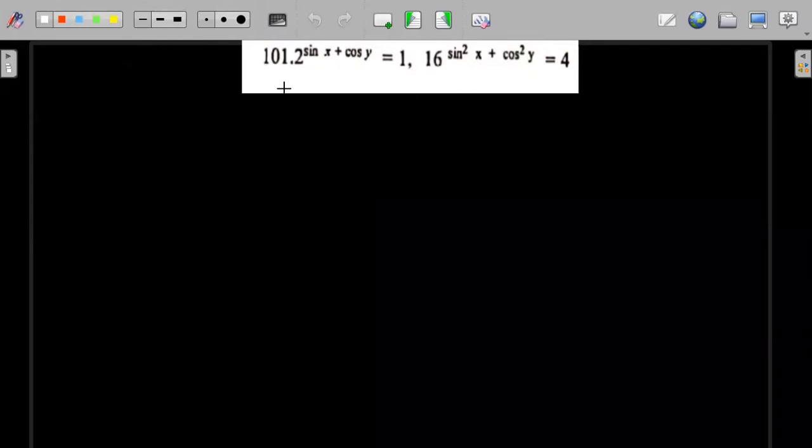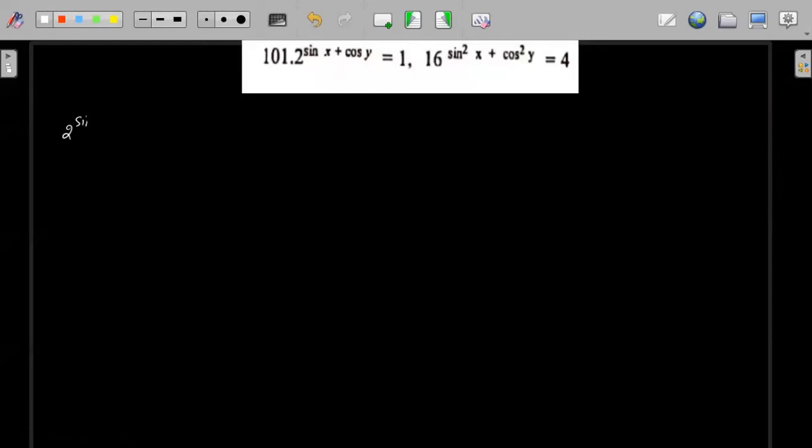Okay, so let's solve this one. 2 to the power sin x plus cos x is equal to 1. Now see, this 1 I can write as 2 to the power 0, right? So if I compare the powers, sin x plus cos x should be equal to 0.